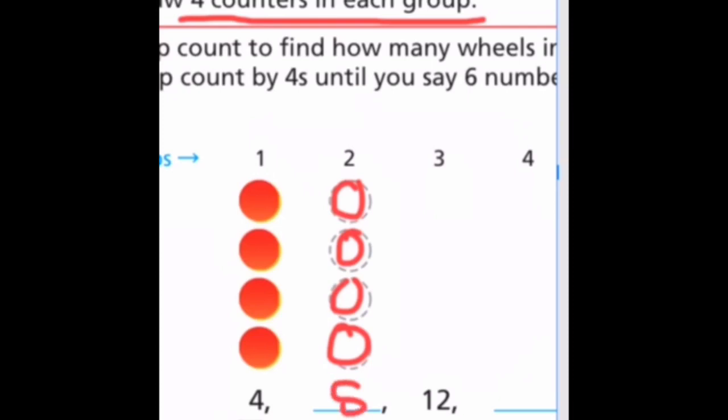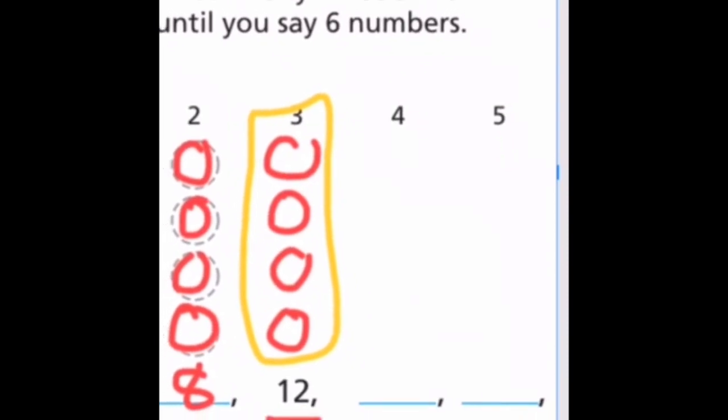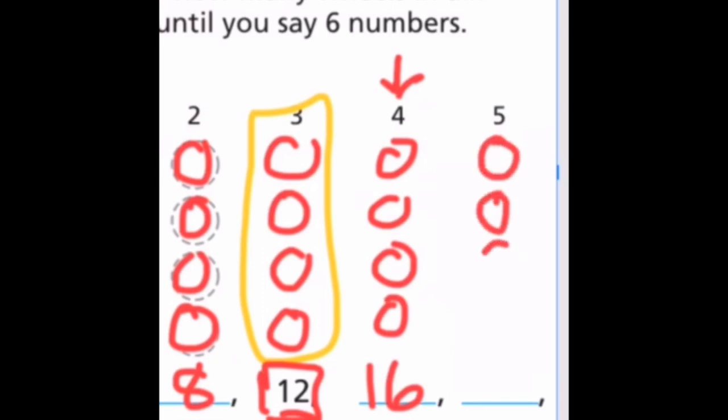4 more makes 8. Car number 3 has 4 tires, so we make 4 circles. Okay. We had 8 plus these 4 gives us 12 tires so far. All right, car number 4 has 4 tires also. 1, 2, 3, 4. We had 12 plus 4 more, which is 16 tires on 4 cars. Car number 5 also has 4 tires.